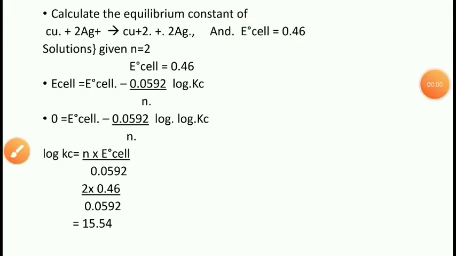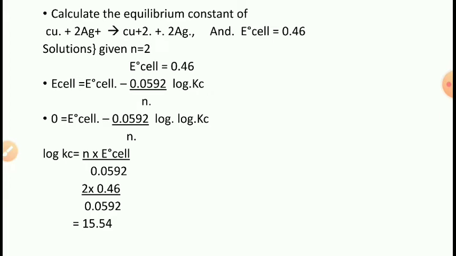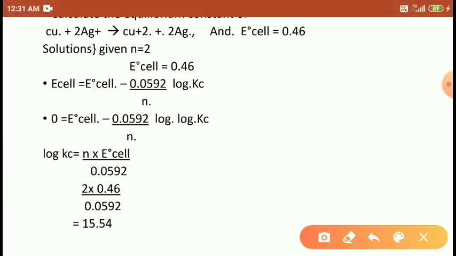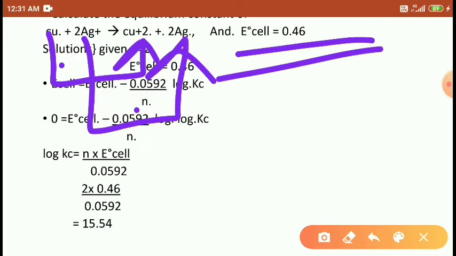One more example: calculate the equilibrium constant. Copper turns into copper ion. Silver ion turns into silver atom. So copper undergoes an oxidation reaction, and silver undergoes a reduction reaction. The E naught cell value is 0.46.